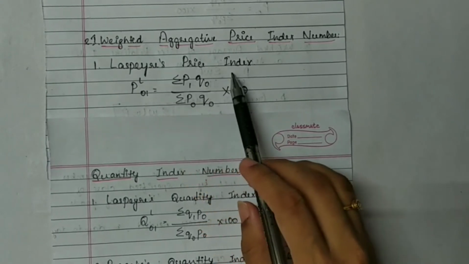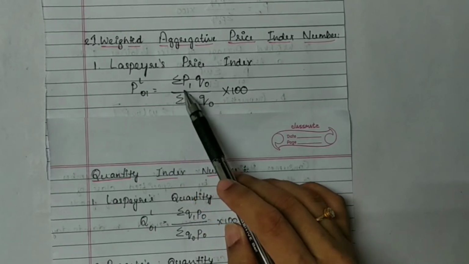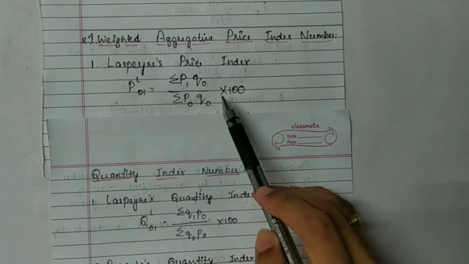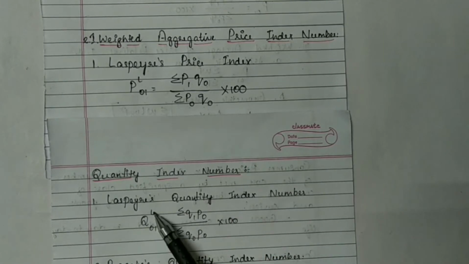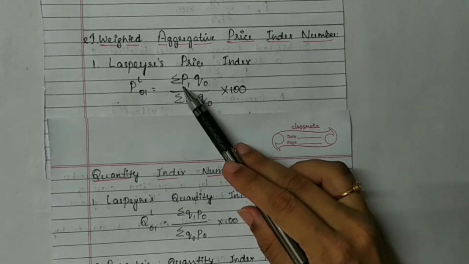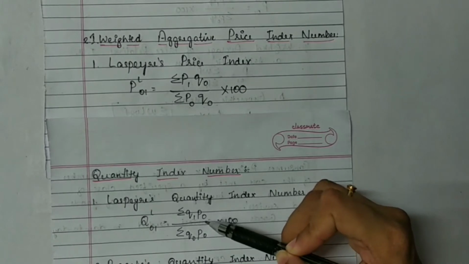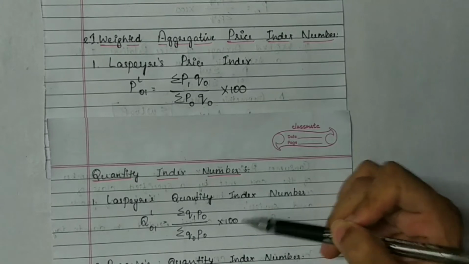So it is just that we swapped price and quantity. Okay. So in Laspeyres price index number, PL01 is equal to summation P1 Q0 divided by summation P0 Q0 into 100, isn't it? And here in case of quantity index number, it became QL01 is equal to summation Q1 P0 divided by summation Q0 P0 into 100. Here it was P1 in case of price, here it is Q1.